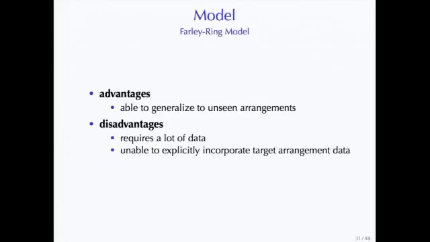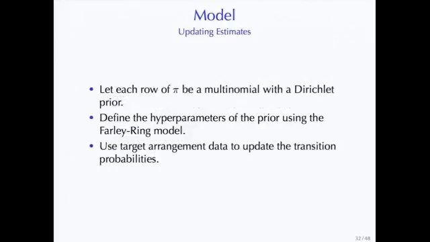Again, it requires a lot and careful use of data when you're training the models, and unfortunately, it's unable to explicitly incorporate the data from the target arrangement. So let's say I'm making predictions about the arrangement of elements that includes images at 2, and I've never observed that. If I begin to make observations, I want some way of incorporating that data. At least in the model as it's defined now, it's not possible, but we can always update the estimates.